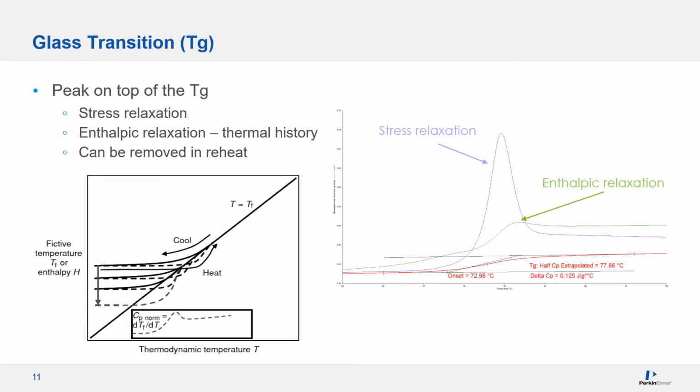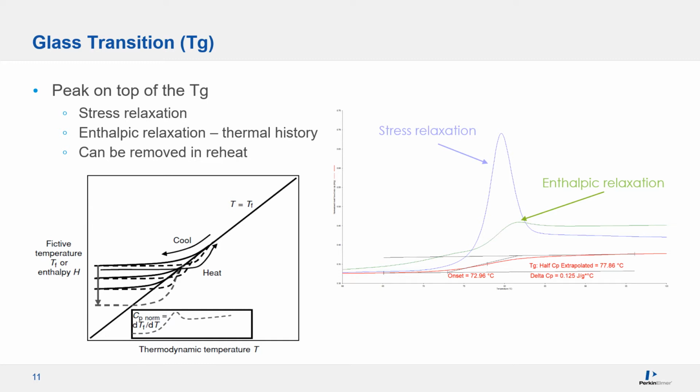Sometimes a peak can occur on top of the glass transition, which can affect the calculation of TG. The red curve is the one we saw on the earlier slide. The blue and green curves obviously have a peak or overshoot on top of TG. They can be large enough to make it look nothing like a TG.